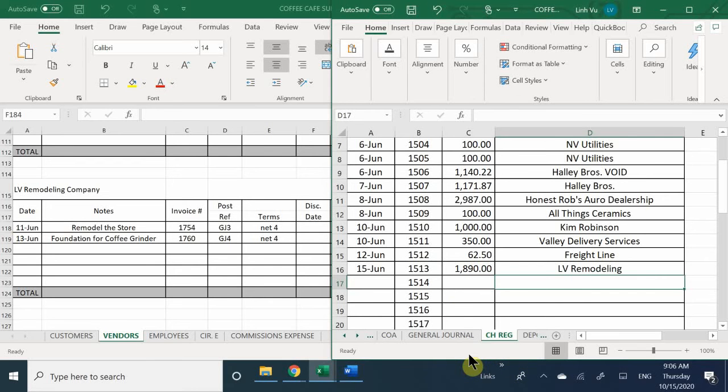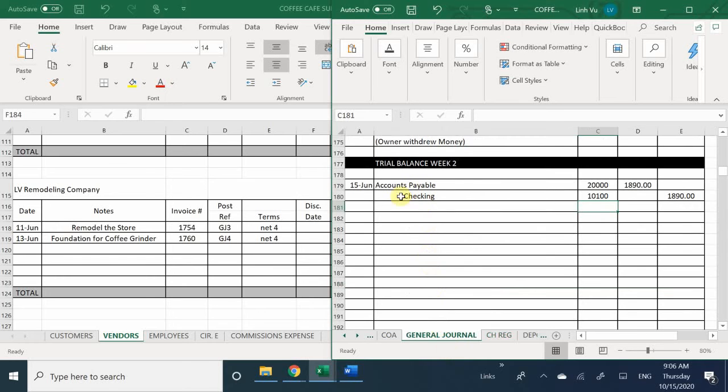All right. And then we're going to go back to our journal and put a note. What's my note going to say? Las Vegas Remodeling, check number 1513, invoice 1754. Invoice number 1754, comma, check number 1513. Good. Okay, what's next?